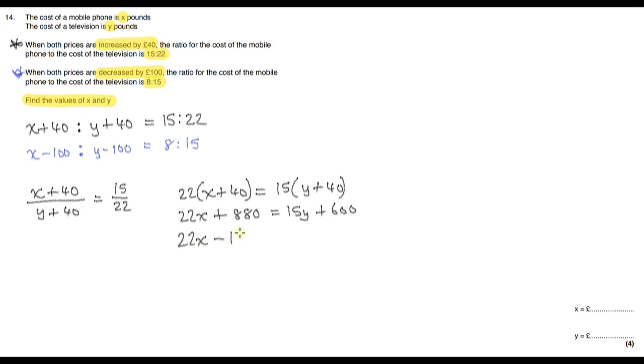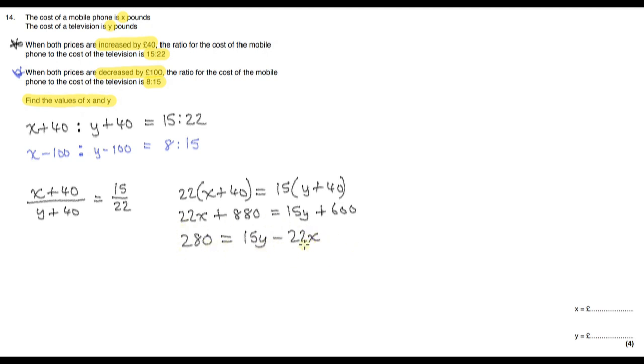22x minus 15y is equal to, no, sorry, I've done that the wrong way round. I want to get all of the numbers on the left hand side. So 880 minus 600 is 280. So we're going to have 280 on the left, and on the right hand side we're going to have 15y minus 22x.